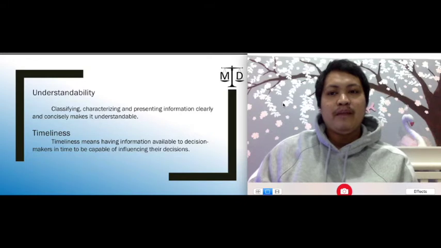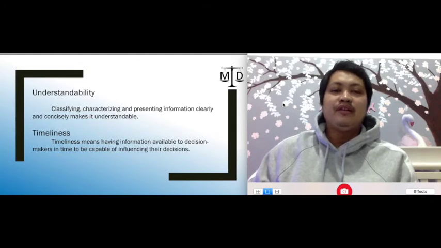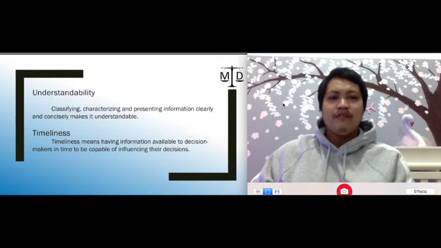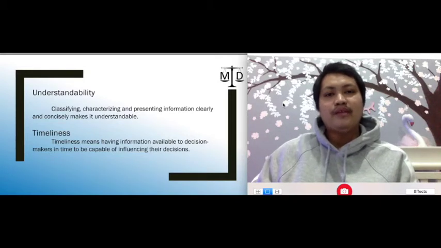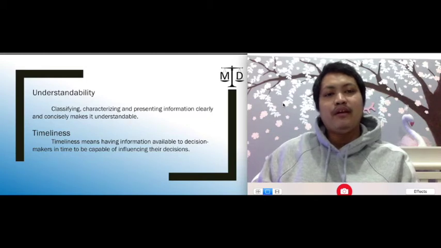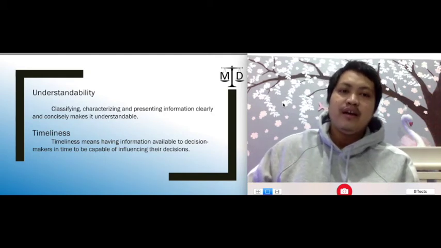Understandability is achieved by classifying, characterizing, and presenting information clearly and concisely. It's important that the financial information presented in our financial reports is understandable by our financial statement users. But the framework warns us, especially for complex transactions, that we do not sacrifice the completeness of the financial information, we do not sacrifice the value of faithful representation for the sake of making the information understandable. Very important concept here, class, is that financial statement users are expected and required to possess a reasonable knowledge of business and economic activities.